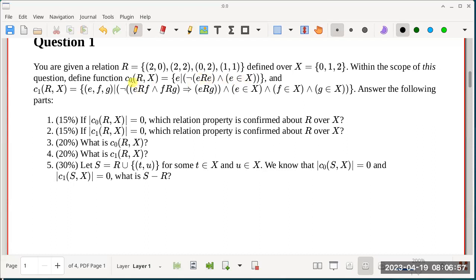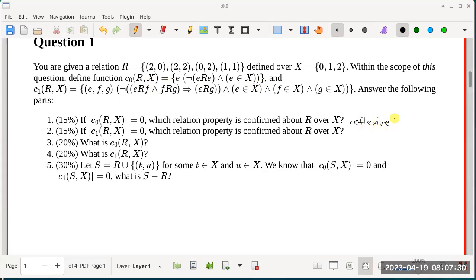So that means if this particular set is empty, that means we cannot find anything in X such that it does not relate to itself, which also basically means everything relates to itself. So if the cardinality of the set that is returned by C0RX is 0, it means it's an empty set. This set is empty, which then means this is reflexive. There we go.